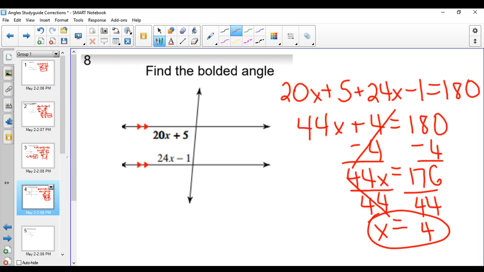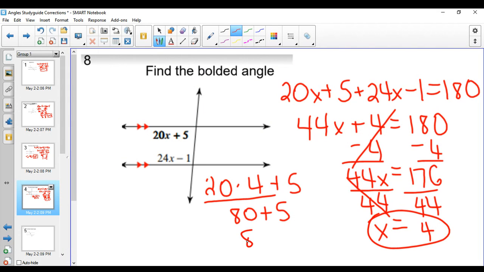Now, that's not our final answer. That's just the value of x. Now we need to plug that answer into the expression 20x plus 5 to figure out the actual angle measurement. So we're going to do 20 times 4 plus 5. 20 times 4 is 80. 80 plus 5 is 85 degrees. So the measurement of this angle is 85 degrees.